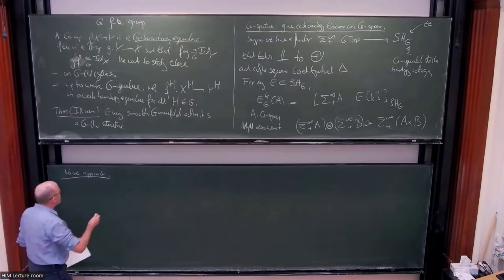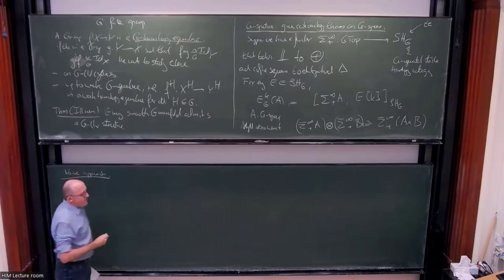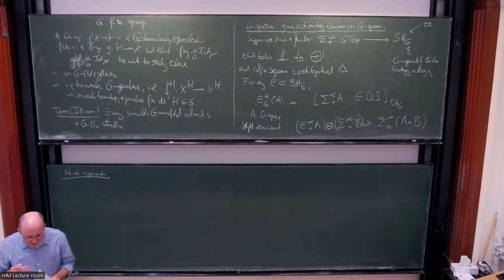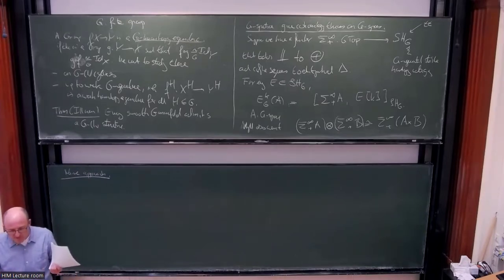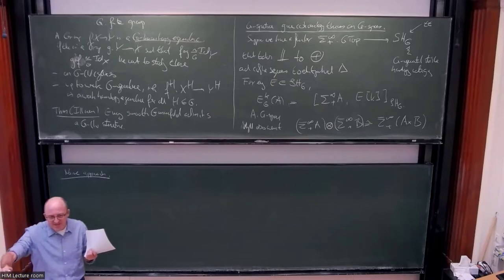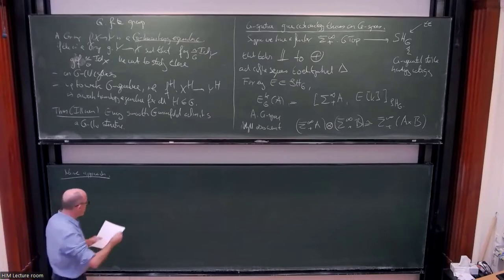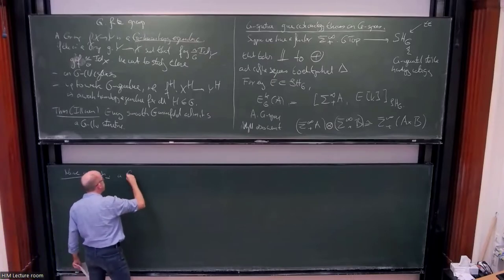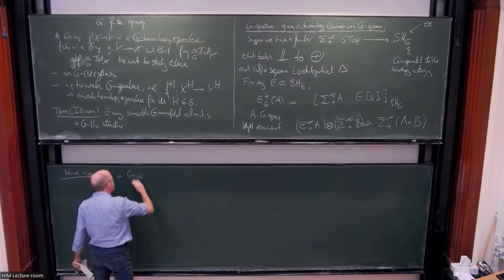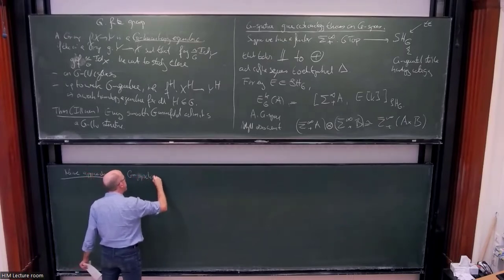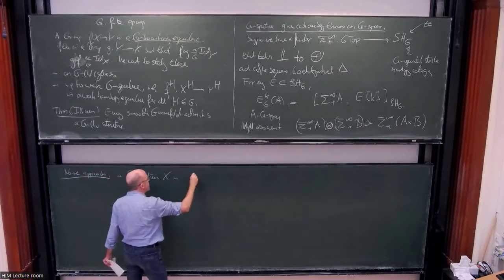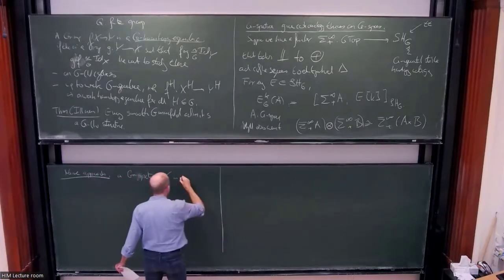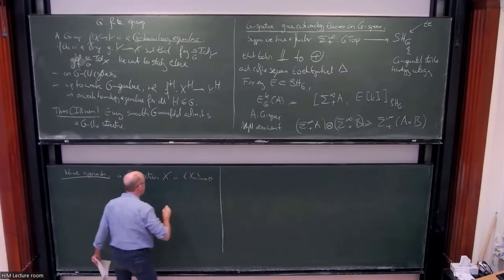So the naive approach would say that a spectrum is just exactly the same thing that it would be non-equivariantly, which for most people for the first time means a sequence of based spaces and maps from the suspension of one to the next. So you could first say that a G-spectrum X is the following data: based G-spaces X_n, n greater than or equal to zero.